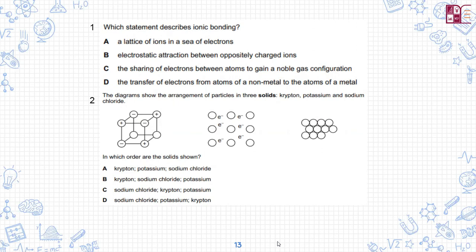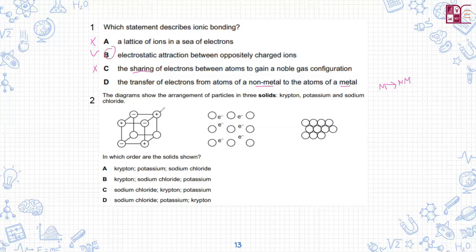No, this is from metallic bonding. Electrostatic attraction between oppositely charged ions. This is correct. Or the sharing of the electrons, they are not shared, so this is going to be wrong. And then the transfer of electrons from the atoms of a non-metal to the atoms of a metal. No, always the metals are going to transfer their electrons, and it is always from metals to non-metals, because metals are cations, they always lose electrons, and non-metals always gain electrons. So B is going to be the correct one.